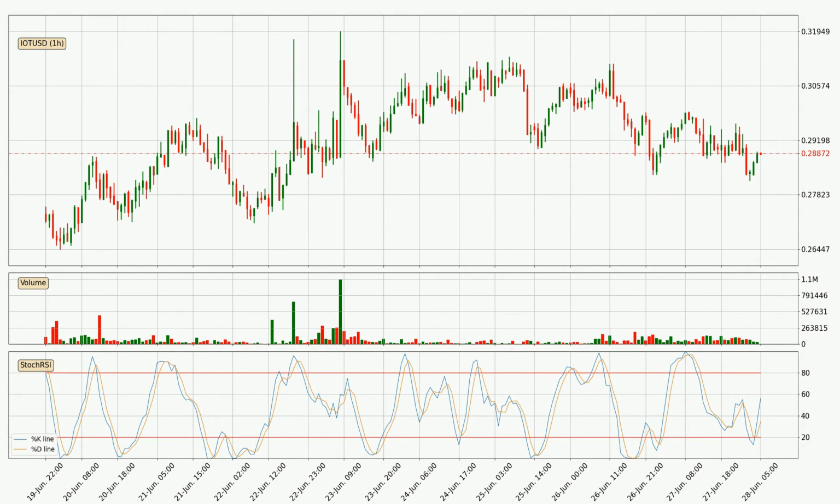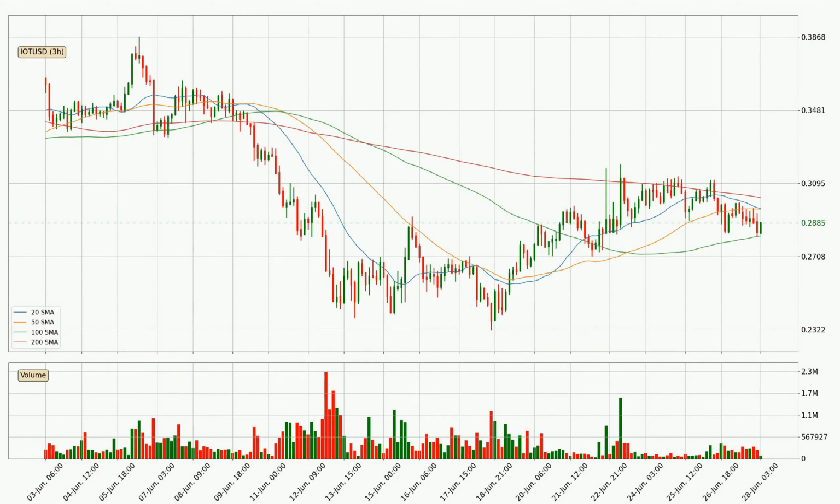Looking at the hourly stochastic RSI, there are no signs of the stochastic RSI being oversold or overbought at this time, but because the %K line is over the %D line, we can deduce that the trend is currently on the up. Looking at the 3-hourly simple moving averages, at the moment, the price is between the 100 and the 50 SMA.